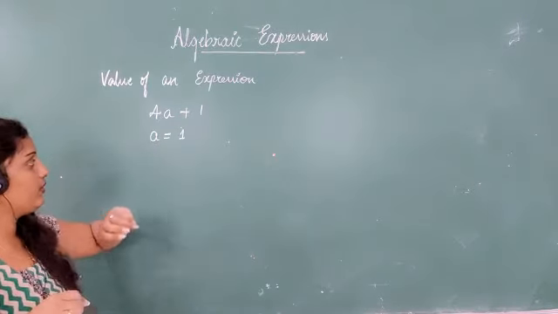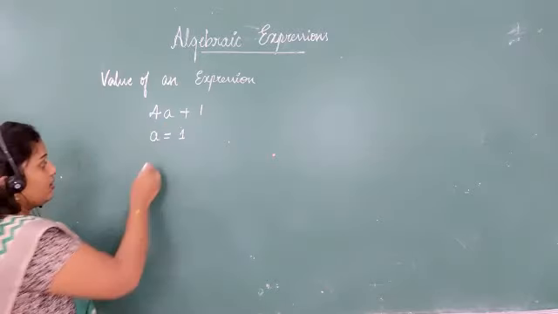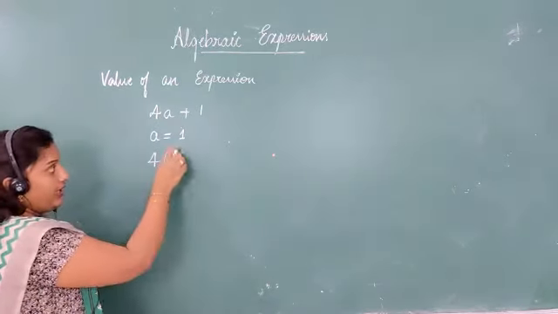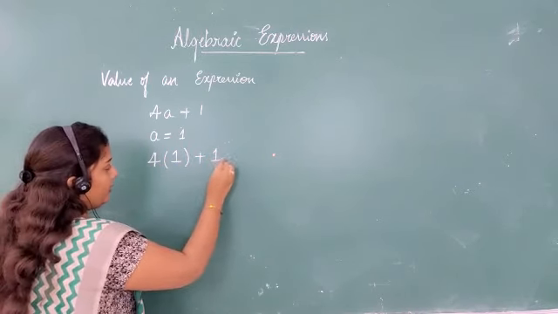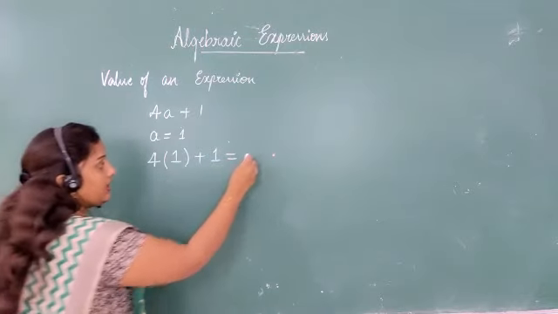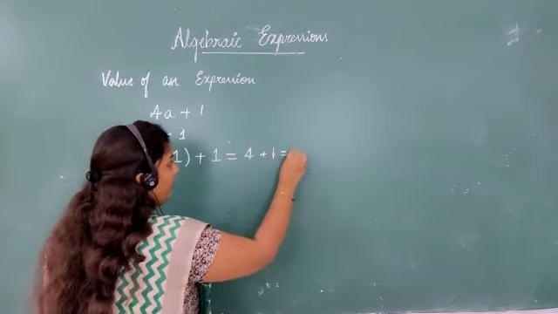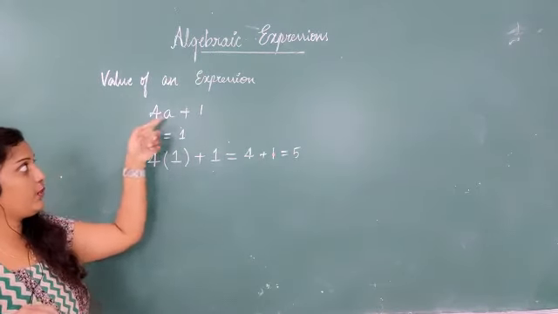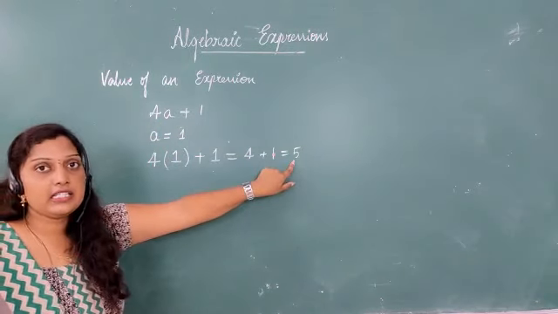So what you have to do is substitute the value of a in the expression. So I'll rewrite the expression: 4, in place of a I should write 1, plus, again you have here 1. What you'll get? 4 into 1 is 4, plus 1 is equal to 5. So the answer is 5. So the value of 4a plus 1, if a is 1, is 5.